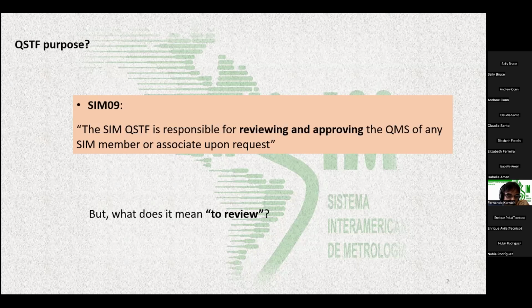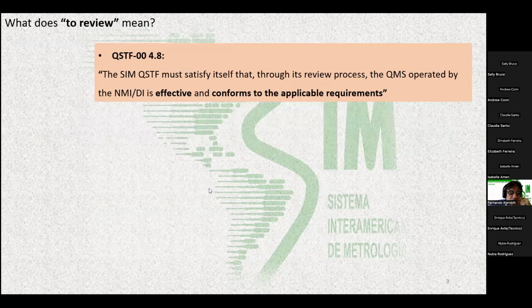No answers so far. Certainly you're still thinking about the answer, but what does review mean? What is reviewing a QMS? To answer that question, let's go to QSTF-00. It states that QSTF must satisfy itself that through its review process, the QMS operated by the Institute is effective and conforms to the applicable requirements.